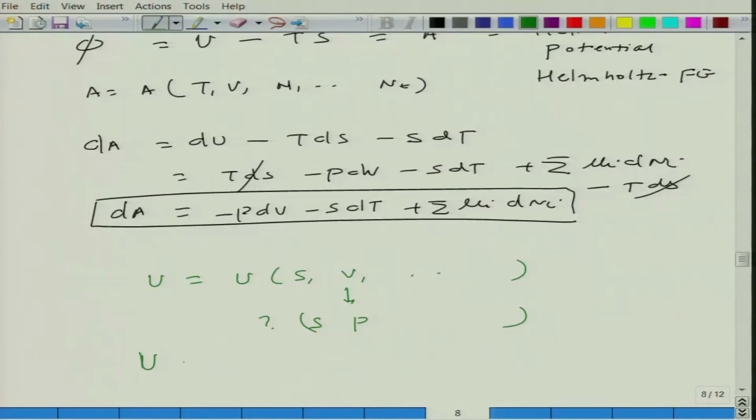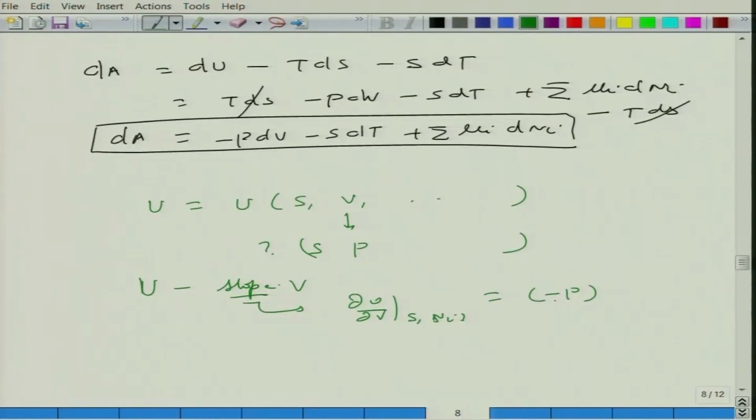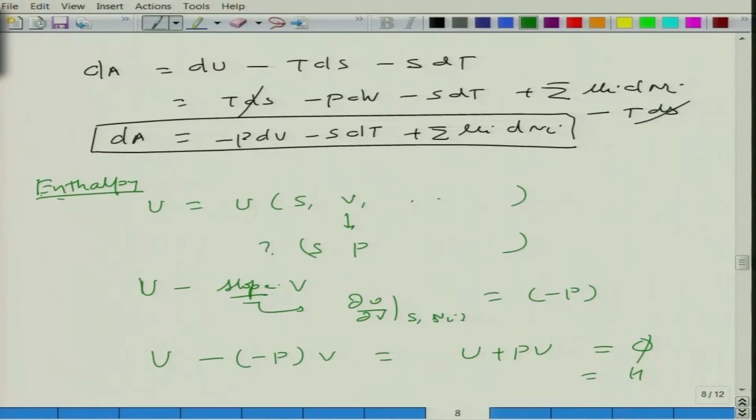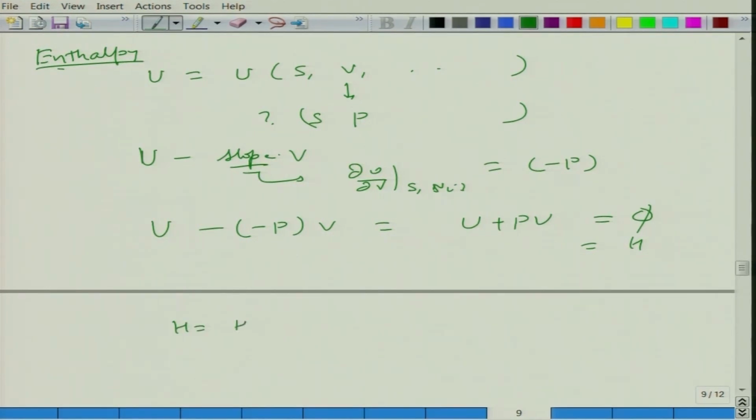So, what we want to do is consider the function U minus the slope multiplied by this variable V. The slope is nothing but del U by del V, and the rest S and n_i are constant, and this is nothing but minus P. So, you have a function U minus of minus PV, which is nothing but U plus PV. Okay. So, this is your Legendre function in order to change the variables S, V, n_i and so forth to S, P, and this we call enthalpy. Okay. So, this is your enthalpy. Enthalpy has natural variables S, P, n_1 and so on.